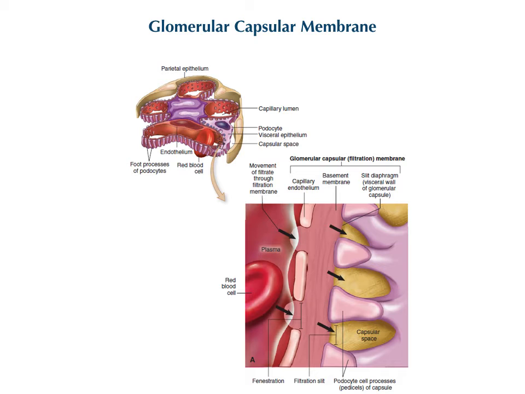Then they must go through that basement membrane that has a negative charge on it, and then pass through the slit diaphragms in the layers of the podocytes that are surrounding the capillary, at which point they would drop out into Bowman's capsule, whatever's left over, whatever filtrates out.